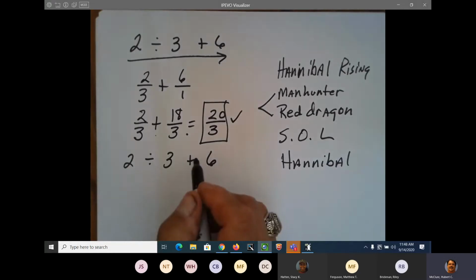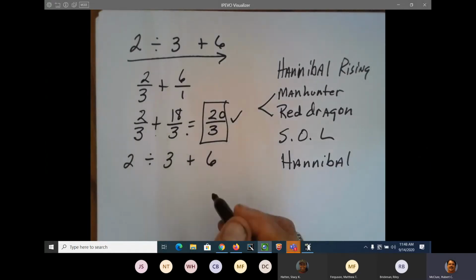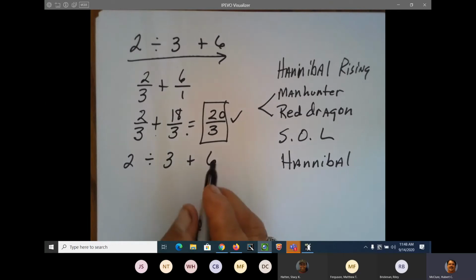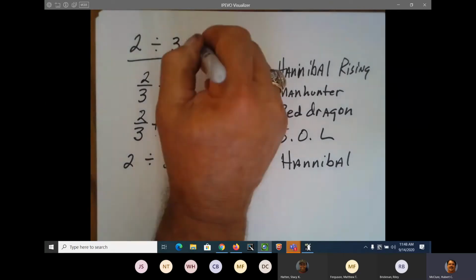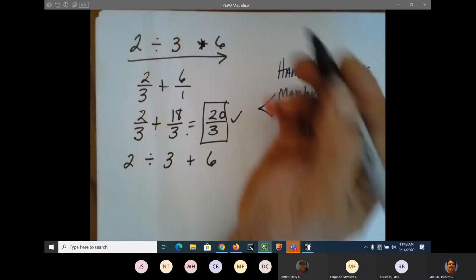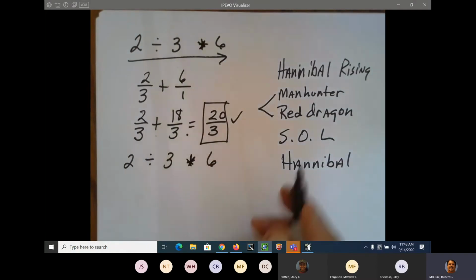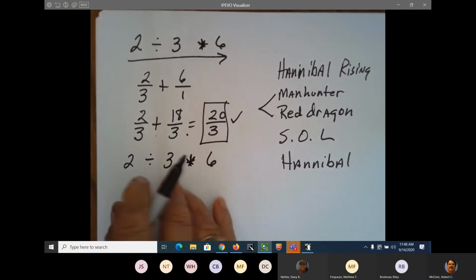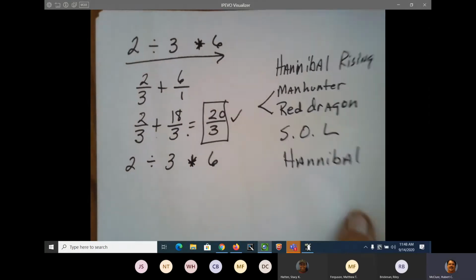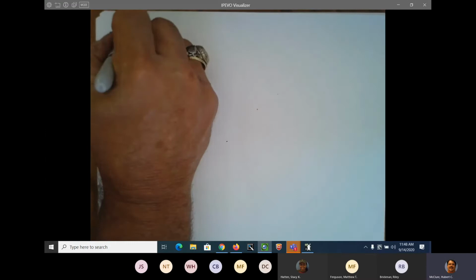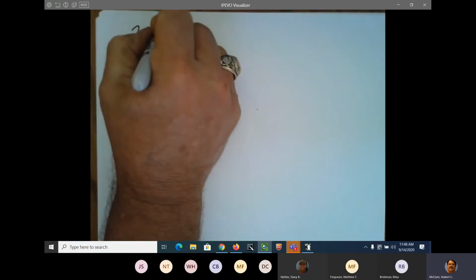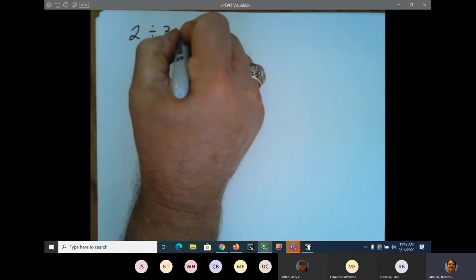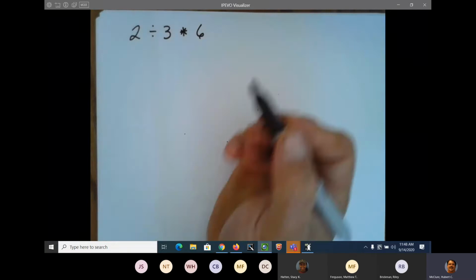Here, that's supposed to be multiplying. Shoot. Okay. That's supposed to be multiplication. I'm sorry. Just throw that paper away because it's supposed to be multiplication. Shoot, I messed up the whole thing. Let me start over. 2 divided by 3 times 6.